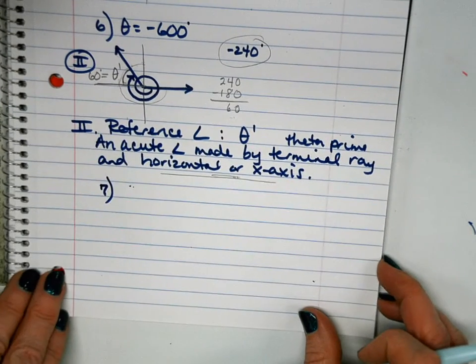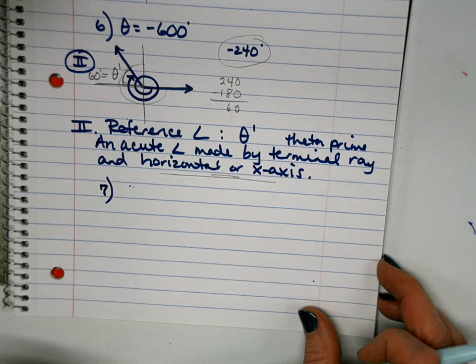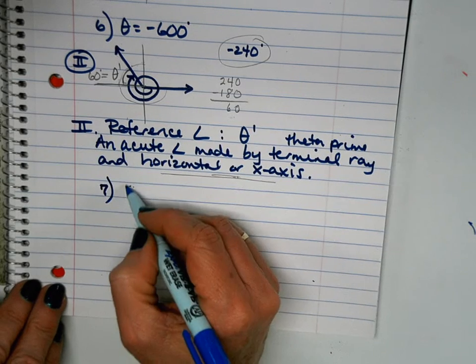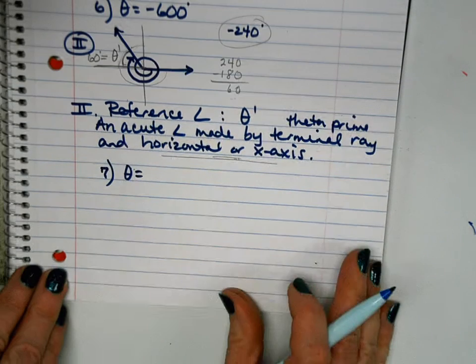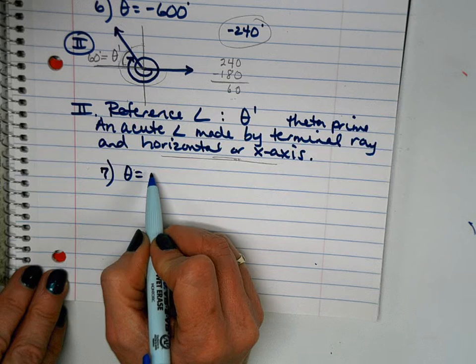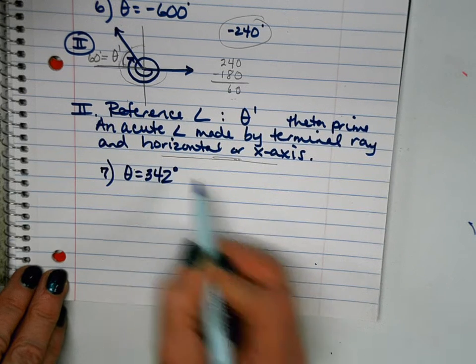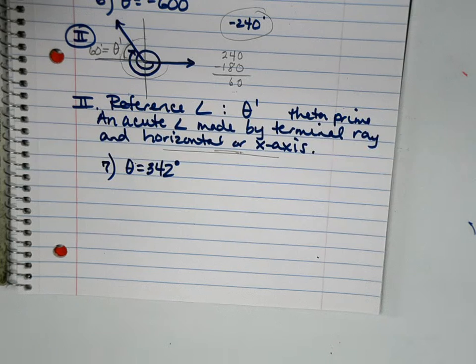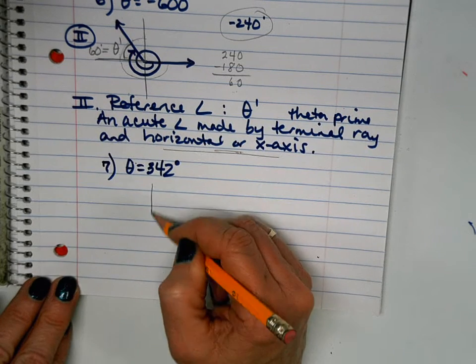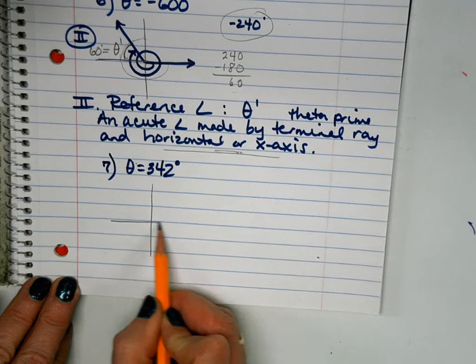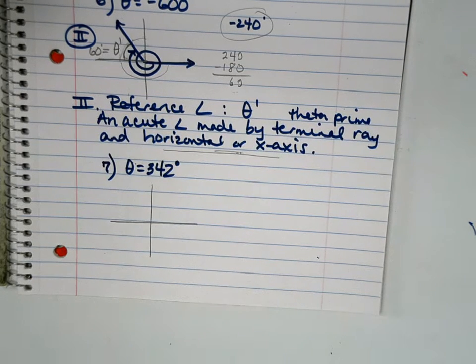Okay, can you give me an angle that's in the fourth quadrant that's positive? Positive? Yeah, give me a positive one. 355. 355? Right about 342. 342. I like that. 342, that's a good one. Okay, 342. So set up our x and our y axis. Draw your initial ray.